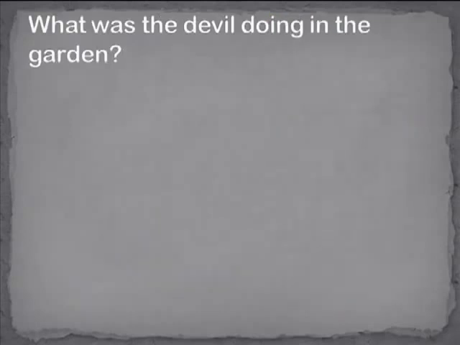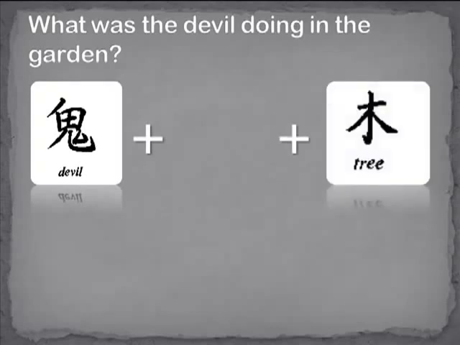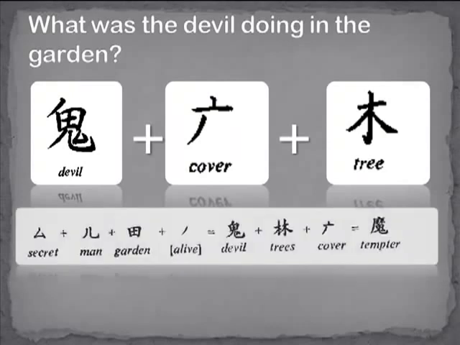So let's move on further. What was the devil doing in the garden? The devil plus another radical, which is commonly seen throughout Chinese characters, which is tree. So the devil was in the tree, or the serpent was in the tree, and it was hidden. It was undercover. It was hidden away secretly. If you put all those things together, secret man in the garden that was alive equals devil, plus trees plus cover equals tempter.